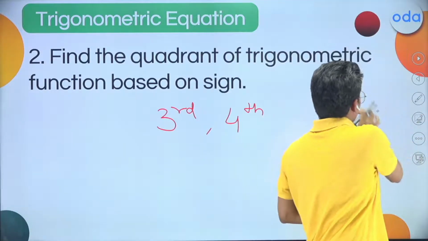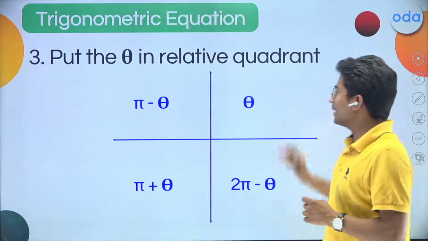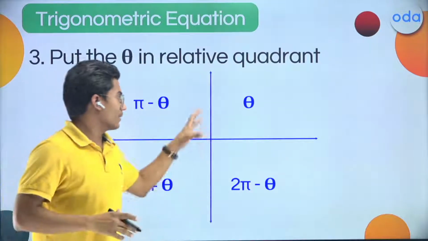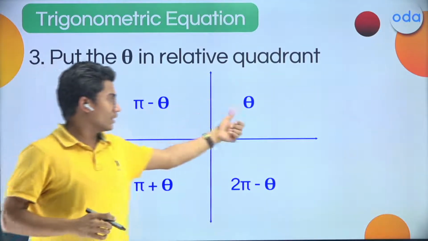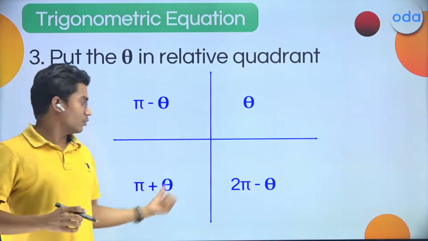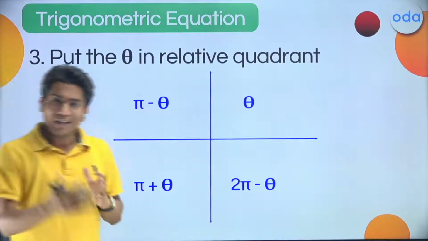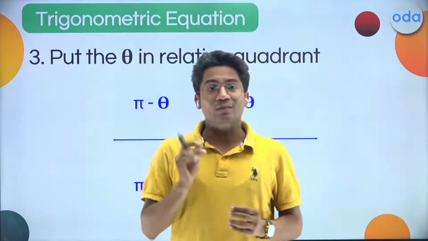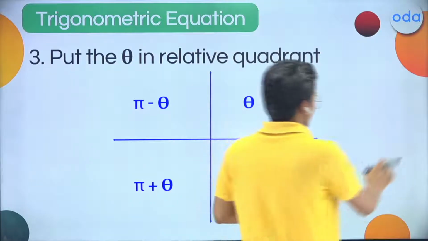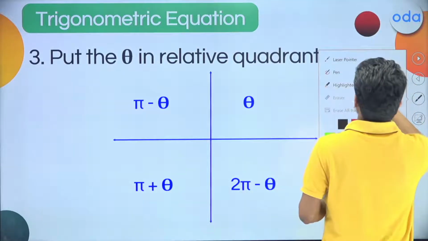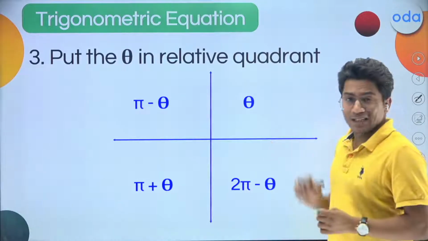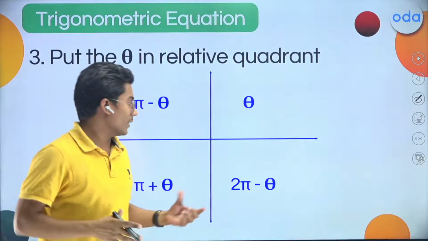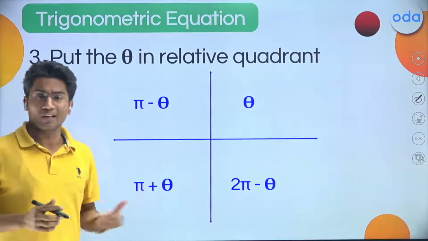So time to move on to the next. Just make this diagram, a very easy diagram, and remember it. Here I have the first quadrant, second quadrant, third quadrant, and fourth quadrant. Accordingly, in the quadrants in which my function is lying, I just have to put my theta there. My function is lying in the third and fourth, so I just have to put the value of theta here.